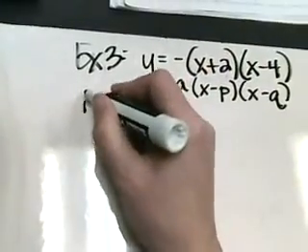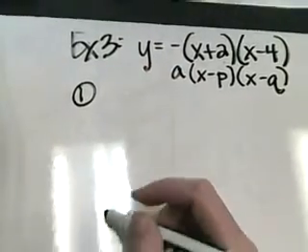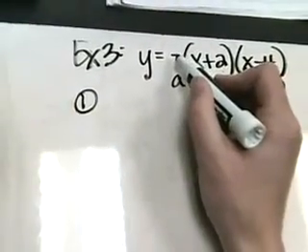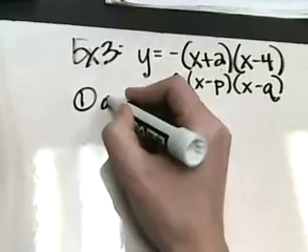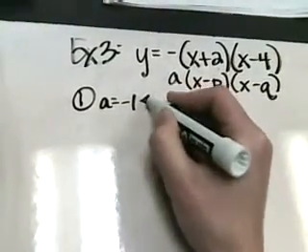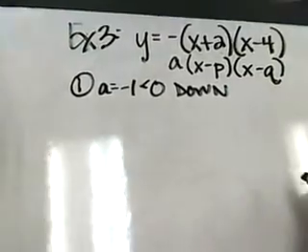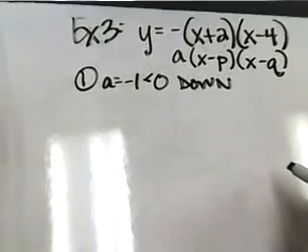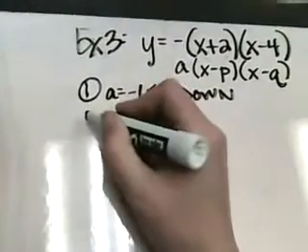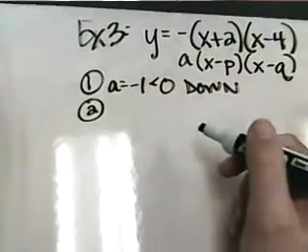First step is always the same. Does it open up or down? Well, remember our A out here, that's -1. And since -1 is less than 0, this guy opens down. We've had a lot opening down. I promise they do open up as well. Okay, step 2 is different. We don't do vertex this time.